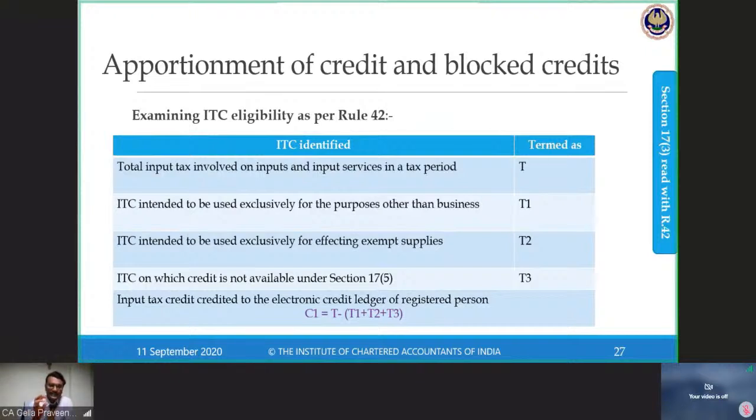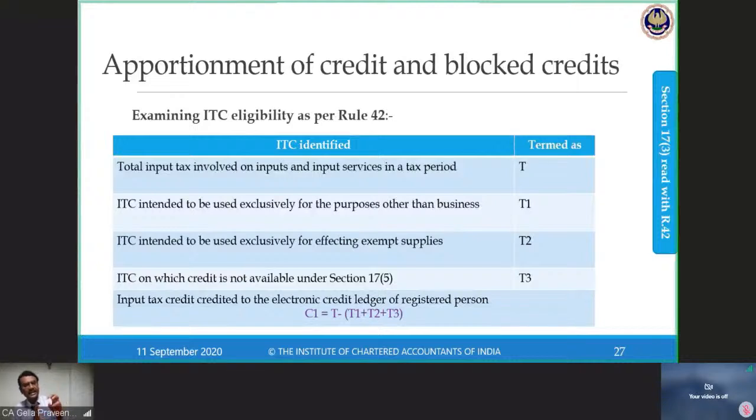So Rule 42 says my total input tax credit I call T. What is T? I have purchase bills with me. When I look into the GST portal, there is GSTR-1 filed by my supplier, and GSTR-2A, my purchases during a tax period. The total GST reflecting on purchases is called T. That is my starting point: the taxes I have paid during the tax period.